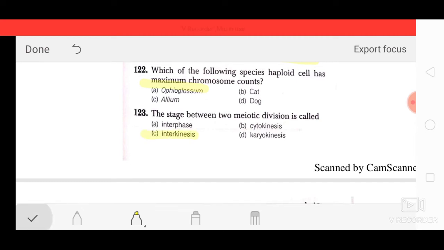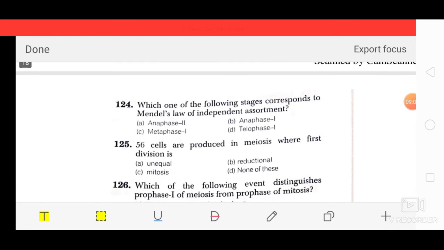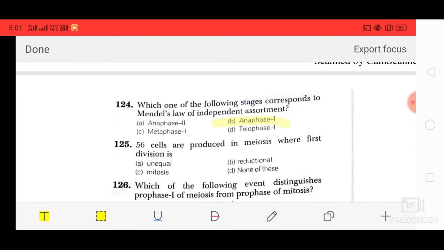Okay, next is which one of the following stages corresponds to Mendel's law of independent assortment, and the correct answer is option number B, that is anaphase 1. Next is, 56 cells are produced in meiosis where the first division is, and the correct answer of this question is reductional.